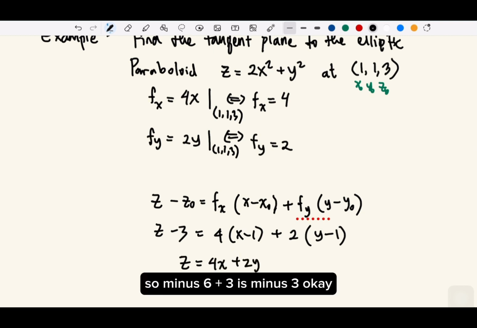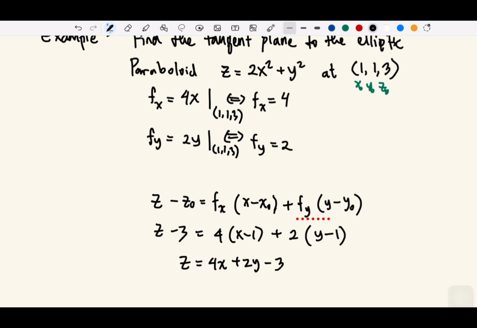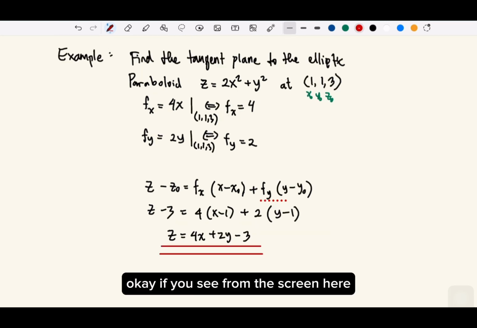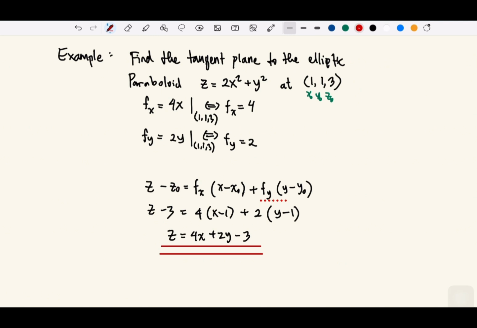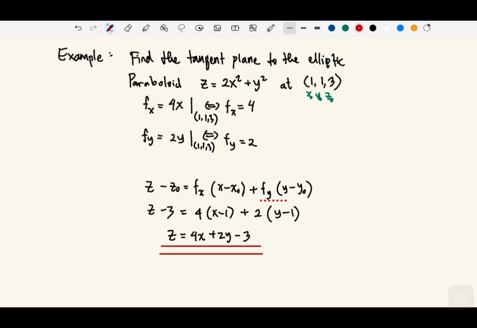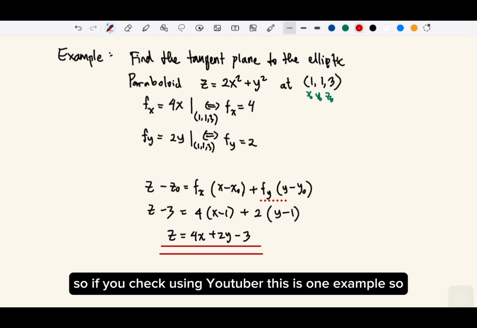So minus 6 plus 3 is minus 3. So this will be the tangent plane. If you see from the screen here, this is the elliptic paraboloid, and that is the tangent plane. So if you check using GeoGebra, this is one example.